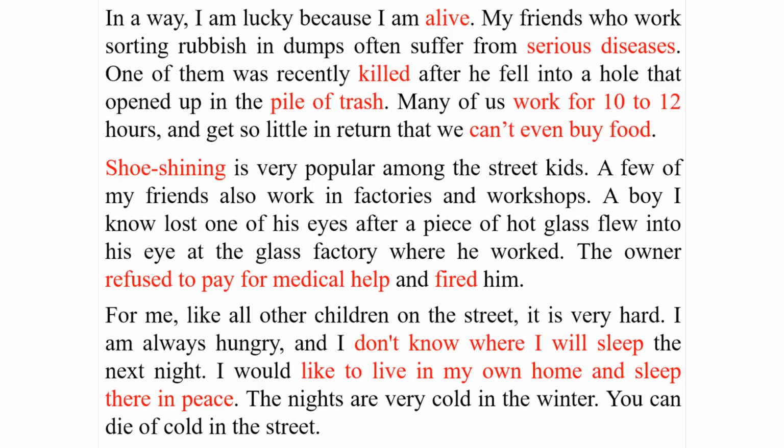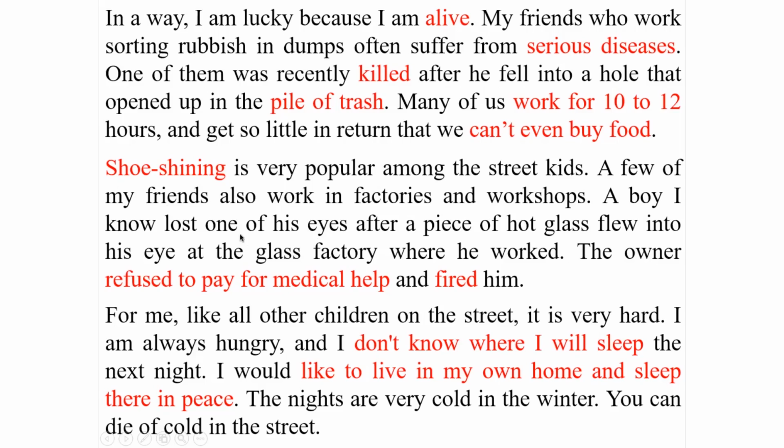But nobody takes care or nobody knows. Many of us work for 10 to 12 hours. It's really inhuman and really painful, and we get so little in return that we can't even buy food. They work 10 to 12 hours, but in return, they don't get enough money to buy food. Shoe shining is very popular among the street kids. Kids means children. A few of my friends also work in factories and workshops. Yes, some of them work in factories or workshops.